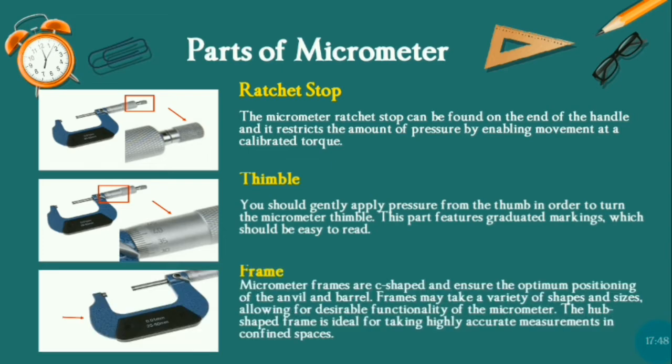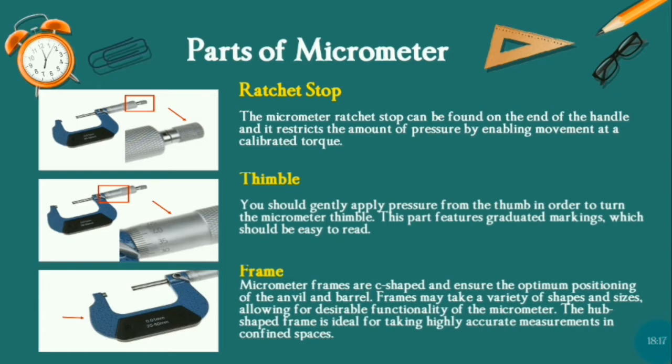Next, frame. Micrometer frames are C-shaped and ensure the optimum positioning of the anvil and barrel. Frames may take a variety of shapes and sizes, allowing for desirable functionality of the micrometer. The hub-shaped frame is ideal for taking highly accurate measurements in confined spaces. It holds the pieces together.